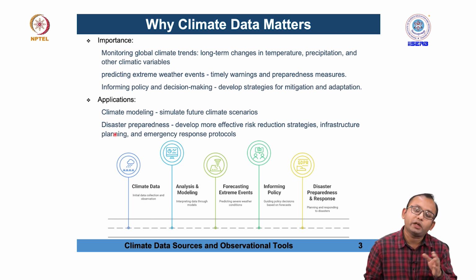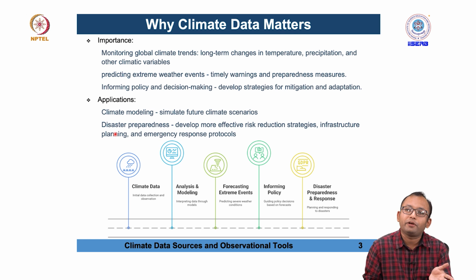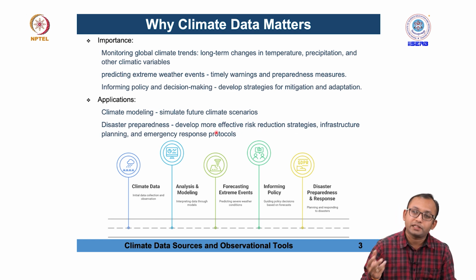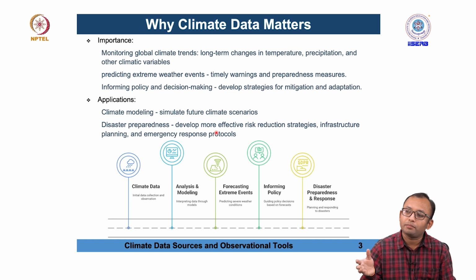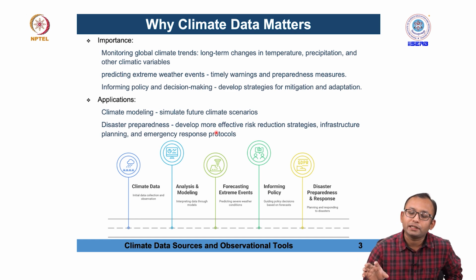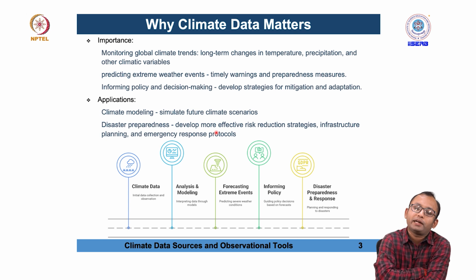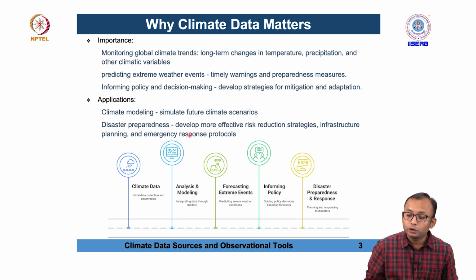When we have historical data, we can project for the future, and when we have scenario-based assessment, then we can prepare plans, for example, for more effective risk reduction strategies or infrastructure planning. If frequent flooding or drought events are occurring, we can assess whether any kind of infrastructure design implementation in those areas can improve those conditions or not. And then we can also make some sort of emergency response.